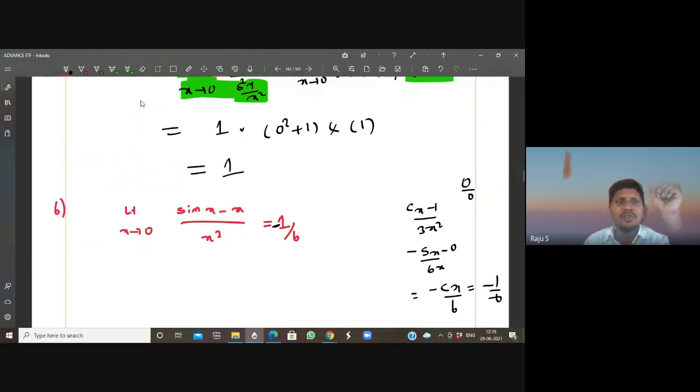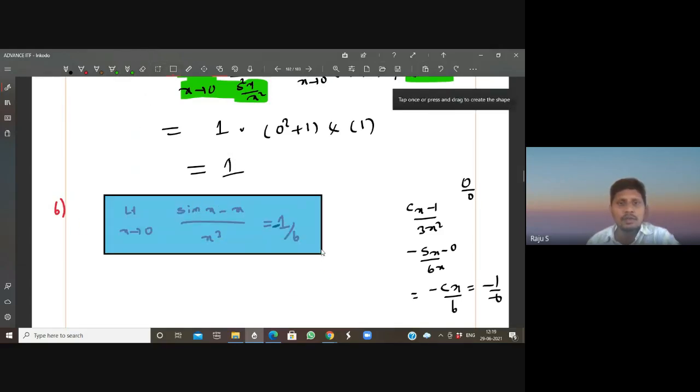Sometimes if you are not able to remember, you can apply the L'Hospital rule. Finally, I got minus 1/6. It is not 1, it is not plus 1/6, it is minus 1/6. Okay, so remember this property. What is the property here? Limit x tends to 0, (sin x minus x) by x cube is equal to minus 1/6. This is the derivative part.